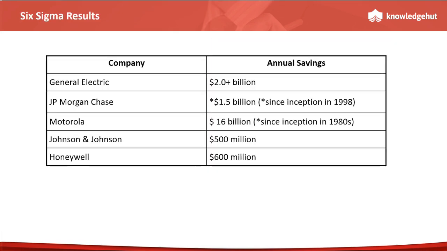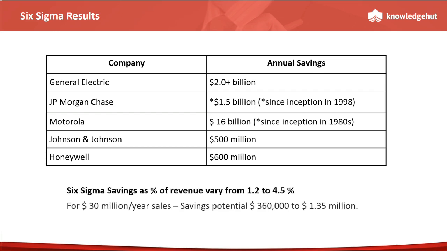Six Sigma results: companies like GE have achieved over $2 billion in savings on an annual basis. JP Morgan is 1.5 billion, Motorola 16 billion since inception, Johnson & Johnson 500 billion. Huge savings.